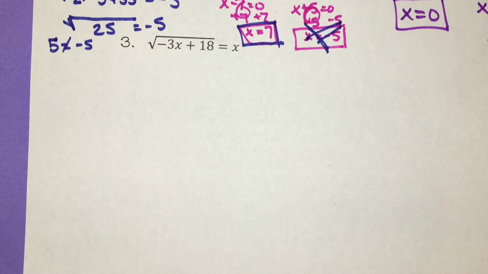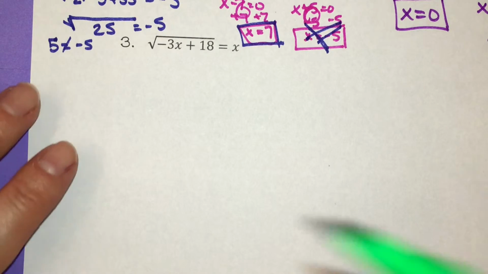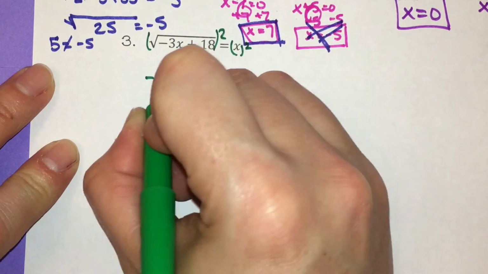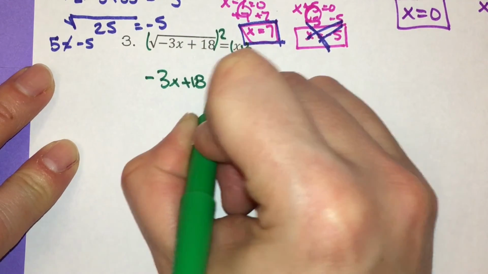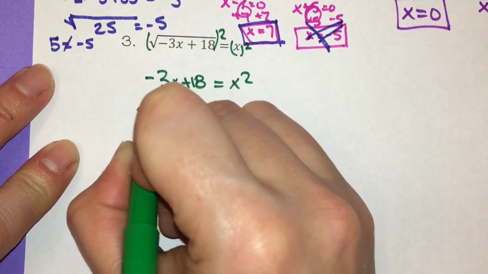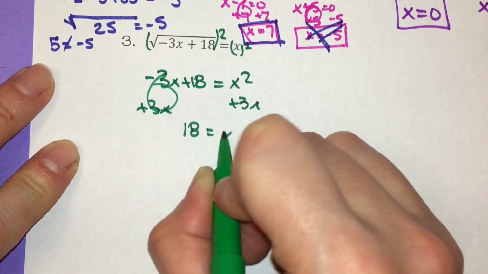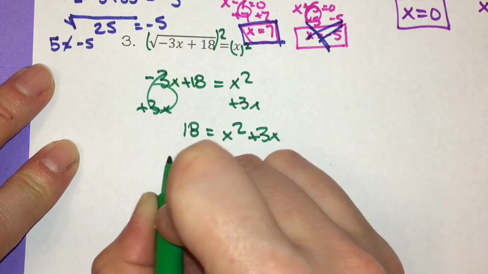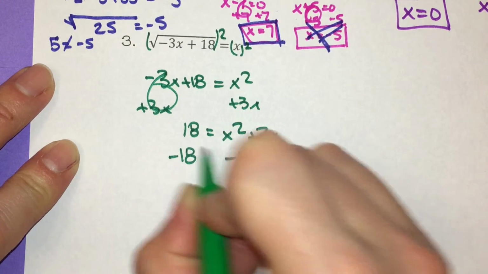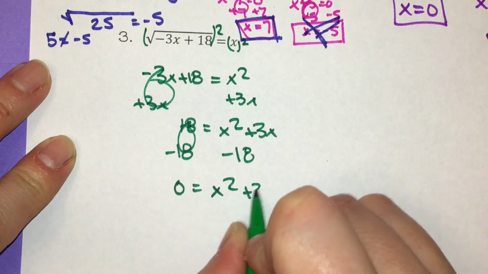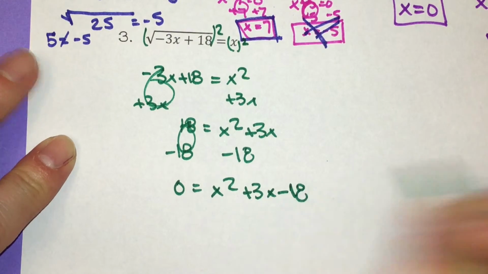All right, last one. Here we're going to square both sides. We get negative 3x plus 18 is equal to x squared. Add 3x. 18 equals x squared plus 3x. Subtract 18. So we get x squared plus 3x minus 18.